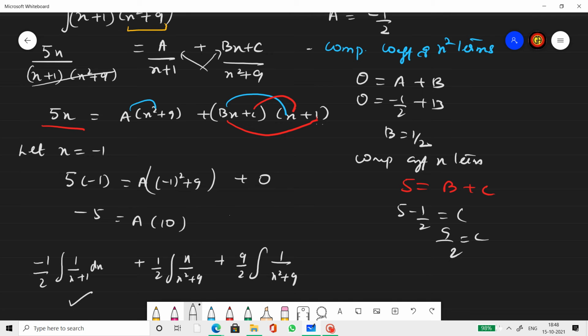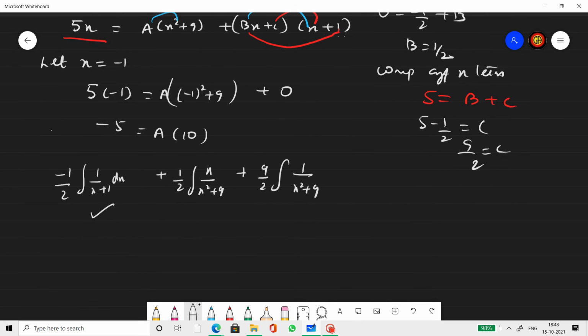1 is log, because it's 1 by x plus 1, so 1 will give us log of x plus 1. The other one, in the denominator we have an x square and in the numerator we have x, so substitution will work. By substitution we get log only again, so minus half log of x plus 1.